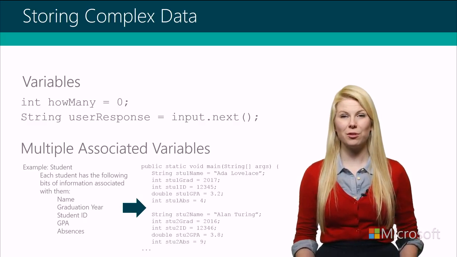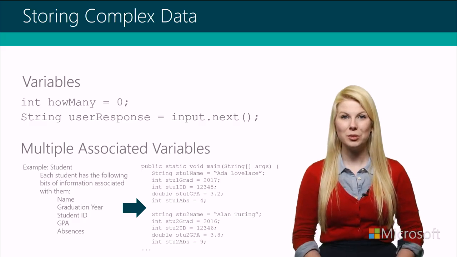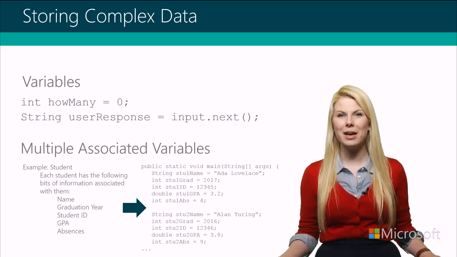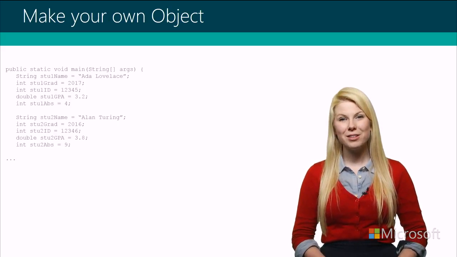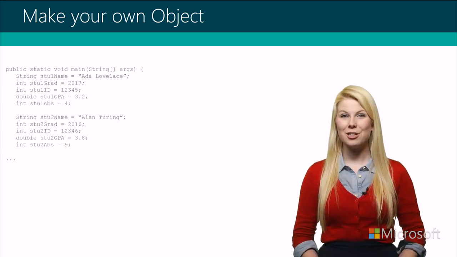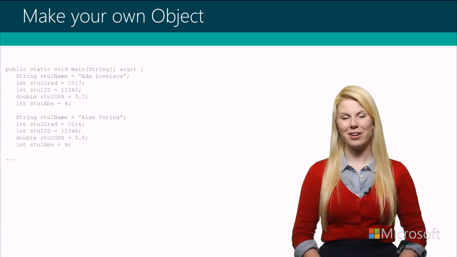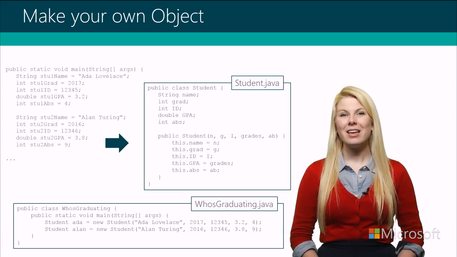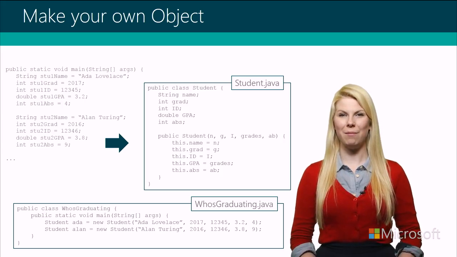Here's just some code for those variables for 2 students. Imagine if you had an actual school filled with thousands of students. How would you manage all these variables? Well, what you can do is you can actually create your own object. Here's that code from before. Here's that code reorganized as a separate object.